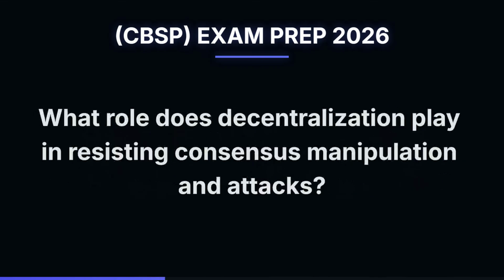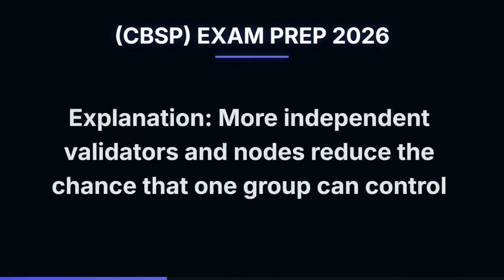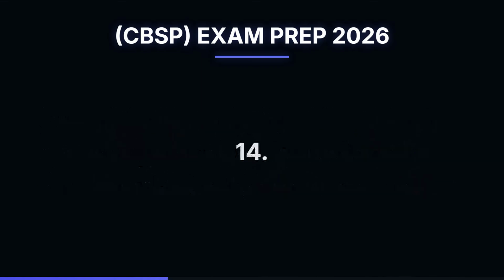13. What role does decentralization play in resisting consensus manipulation and attacks? Decentralization spreads control across many independent parties, making single-actor attacks much harder. More independent validators and nodes reduce the chance that one group can control consensus.